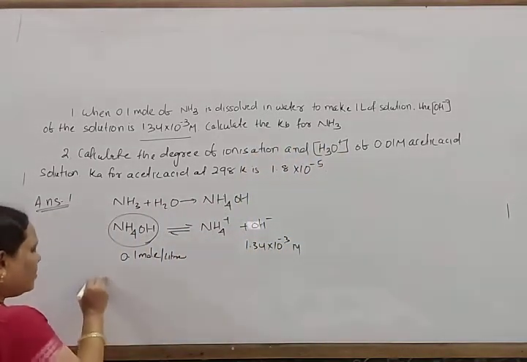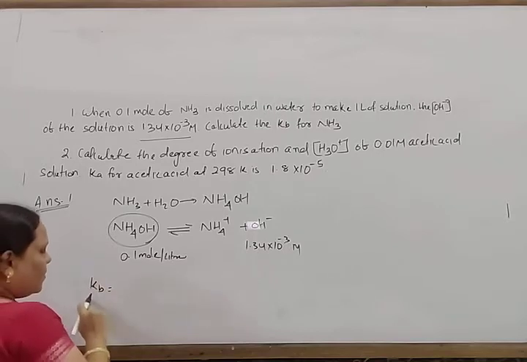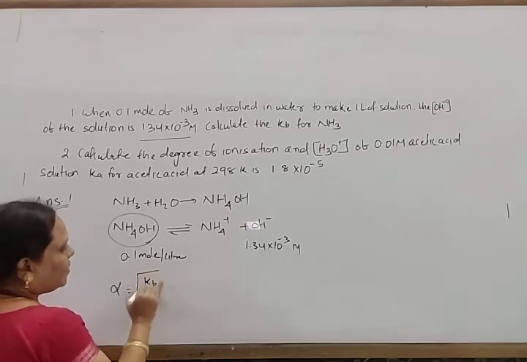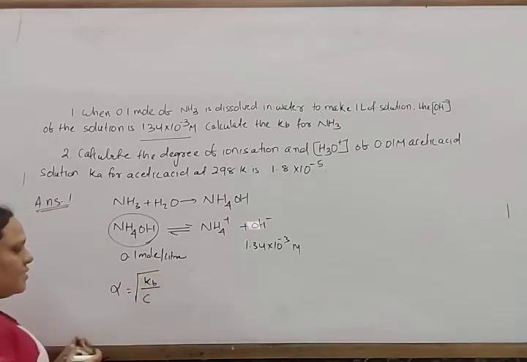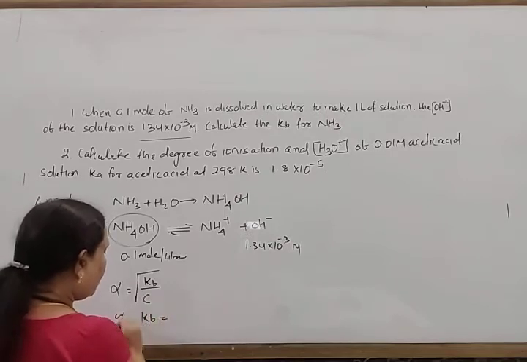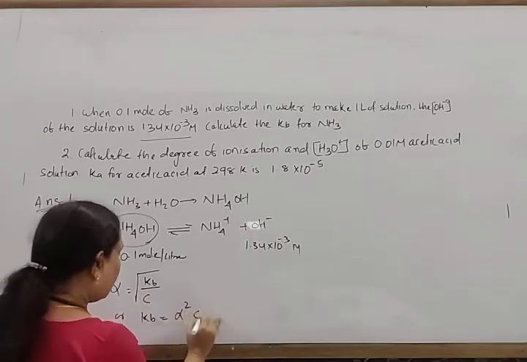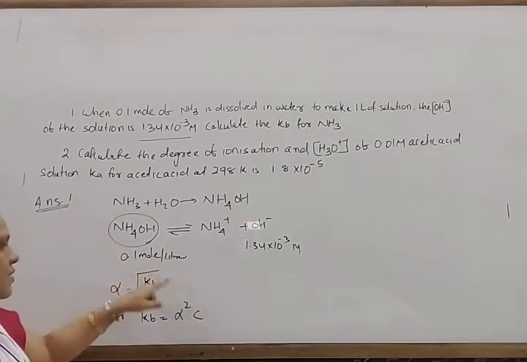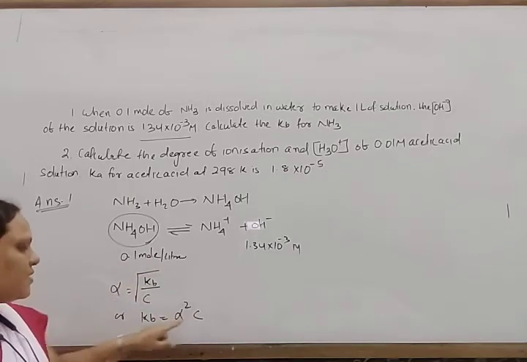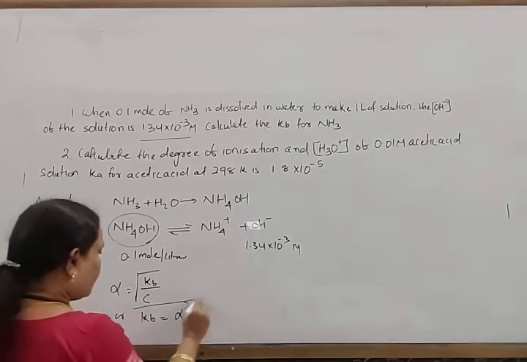So what is the value of Kb? For a weak base, we know that alpha is equal to root over of Kb by C. Or Kb is equal to alpha square into C. To remove the square root on both sides, we get alpha square equal to Kb by C, or alpha square C is equal to Kb. Already we know this.